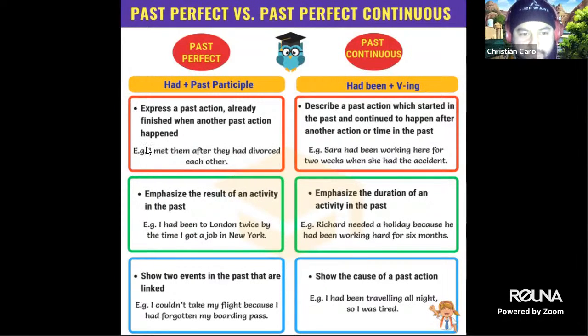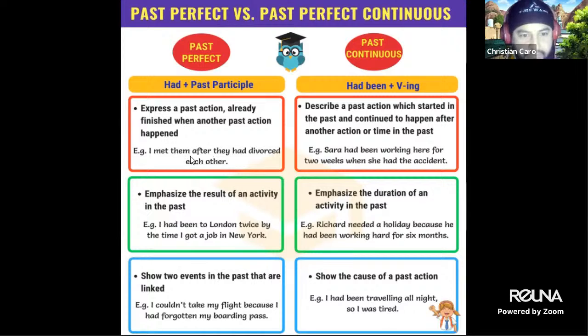Entonces, for example, I met them after they had divorced each other, ¿cierto? Y en comparación con Sarah had been working here for 2 weeks when she had the accident. You see that in this case it's more specific, you know, past perfect continuous. It's more specific, describing the period of time before something else happened. Antes que algo pasara, dijo, no, si todo bien por 2 semanas, de repente, ¡pum!